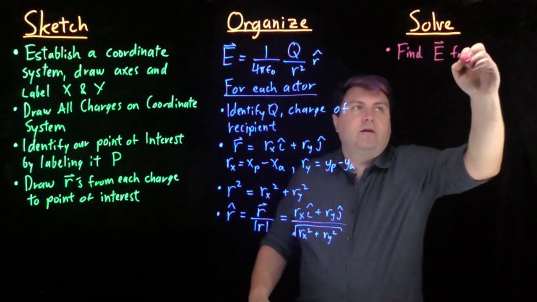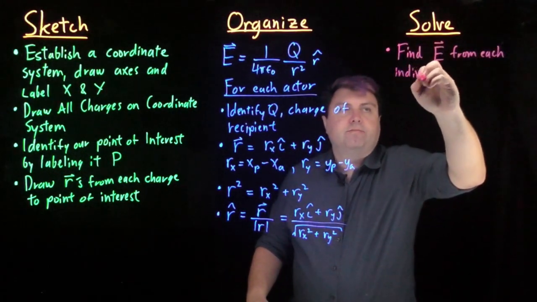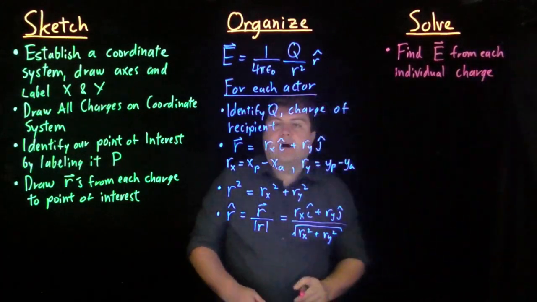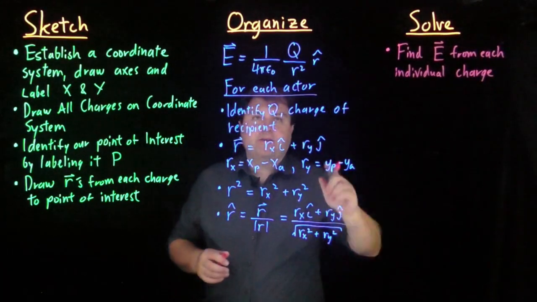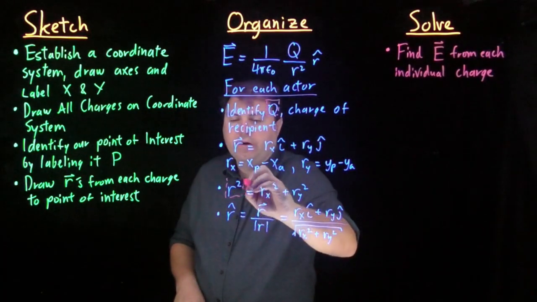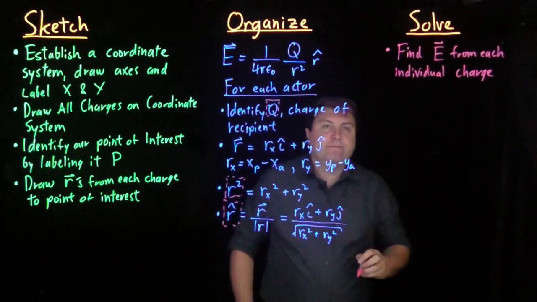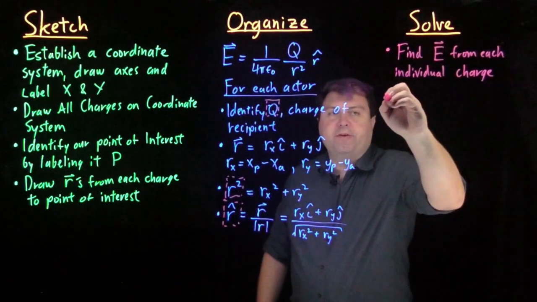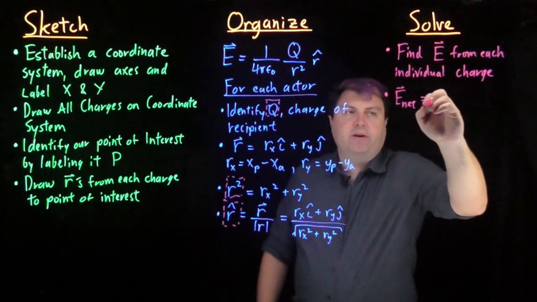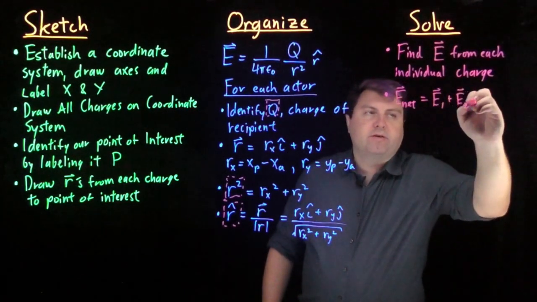E from each individual charge. We already, in our organize step, found everything that we need to find each E. We found the Q for it, we found the r squared, and we found the r hat. And then we have the principle of superposition, which says the net electric field is equal to the individual electric fields' vector sum.